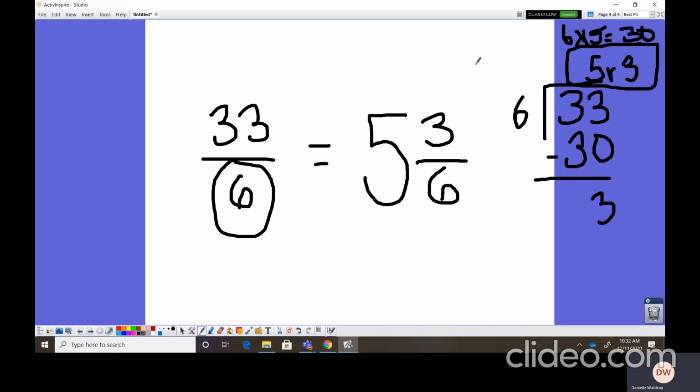6 will fit into 33 5 whole times. That'll give me 30. And then you got your 31, 32, 33. That's where that remainder comes from. And then, of course, 6 was already there for your denominator. All right, I hope this video helps you continue practicing working on converting fractions from improper to mixed and mixed to improper.